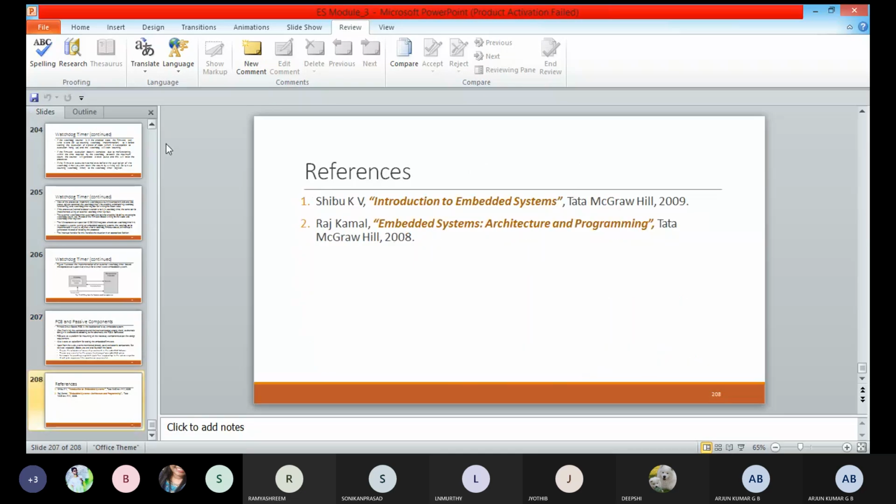There are some references given here for discussing this. Embedded system components, Tata McGraw Hill, 2009 edition, and Embedded System Architecture and Programming by Rajkumar, 2008, Tata McGraw Hill. I'm giving this reference so that if you want more information about this particular module, you can go for these books. This is a reference book, not a textbook. We are completing module 3.